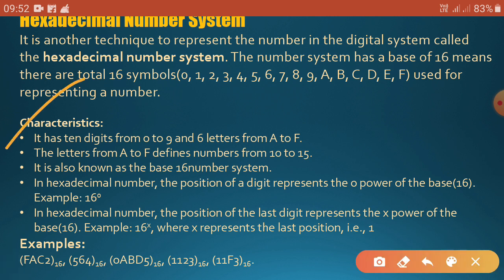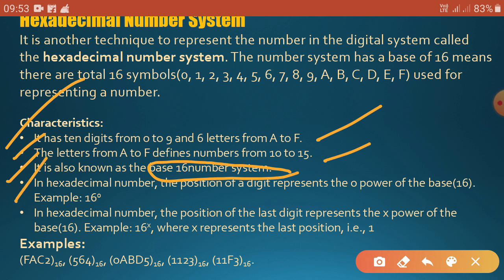Now look at the characteristics. It has 10 digits from 0 to 9 and 6 letters from A to F. The letters from A to F define the numbers from 10 to 15. It is also known as the base 16 number system as its base is 16. In a hexadecimal number, the position of a digit represents the 0 power of the base 16, that is 16 to the power 0. And at last, the position of the last digit represents the x power of the base 16. Example: 16 to the power x, where x represents the last position.